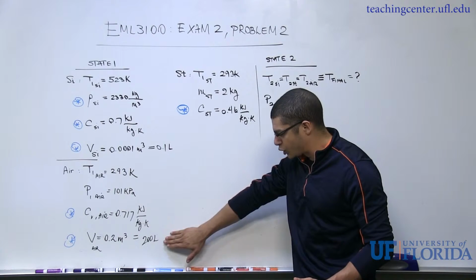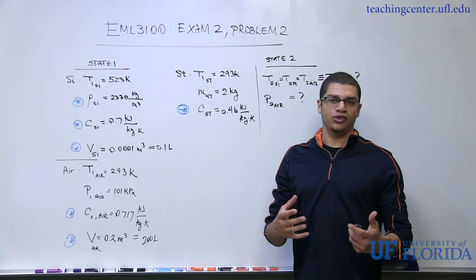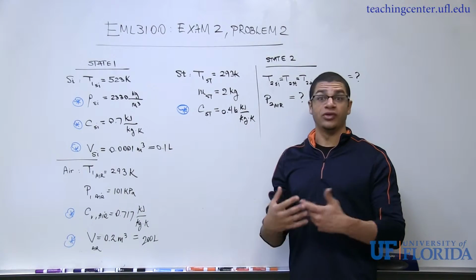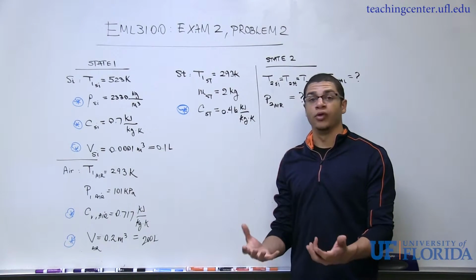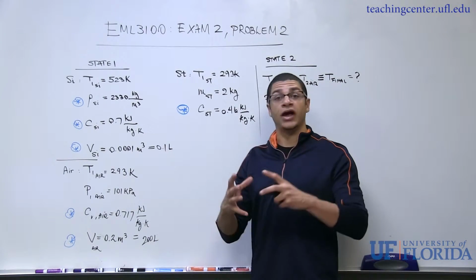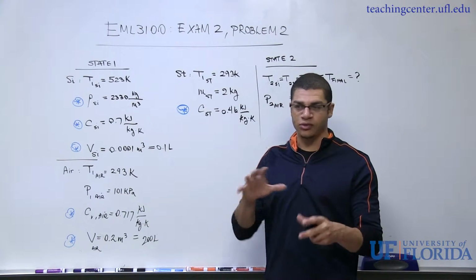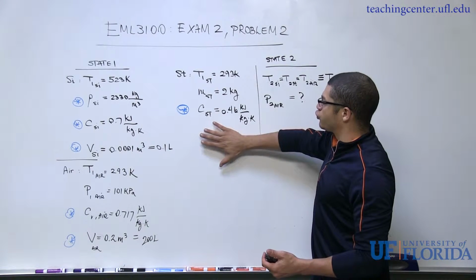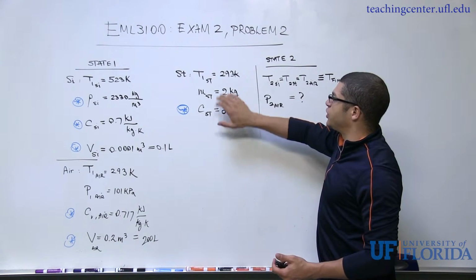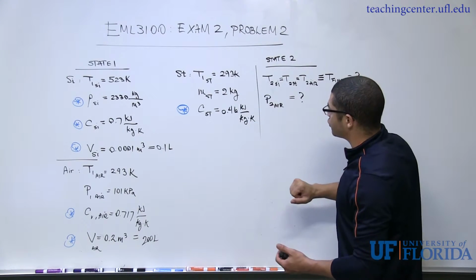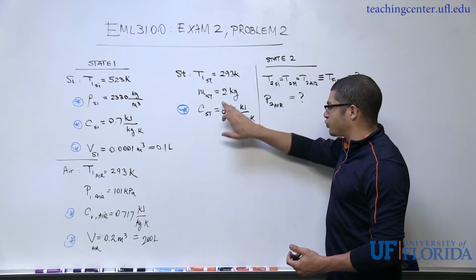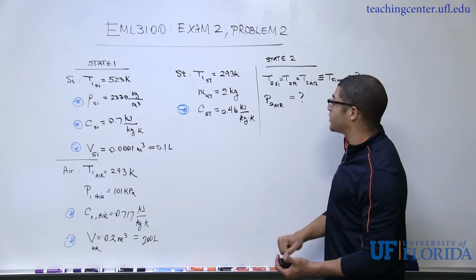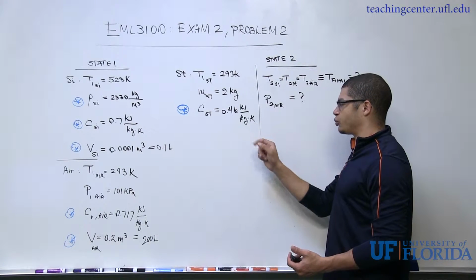0.1 liters is much smaller than 200 liters, and we can assume that the volume taken up by the silicon wafer is negligible. So the box volume is essentially the volume that the air takes up, because it's in the gas phase and will fill the entire box. The steel structure, the outer casing, is initially at ambient temperature as well, 293 Kelvin. The mass of the structure is 2 kilograms, and steel has a specific heat capacity of 0.46 kilojoules per kilogram Kelvin.